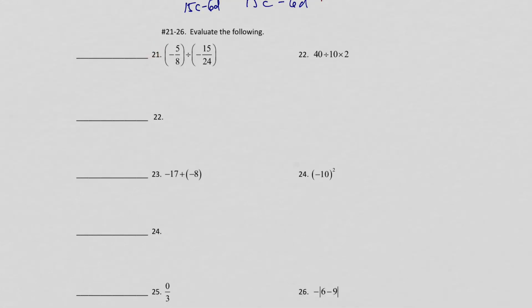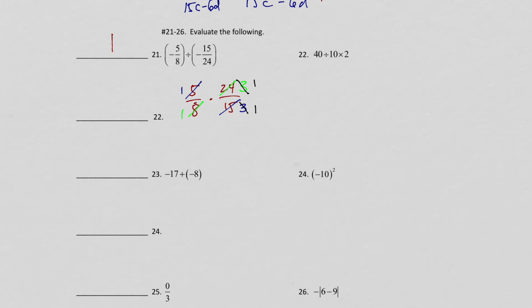The way I would do number 21 is I'd first decide the sign of the answer. A negative times a negative is a positive. Now when I do the multiplication, I'm going to forget about the signs. So this is a 5/8. I'll change it to a multiplication by flipping this upside down. And then I'm going to cancel. 5 goes into 5 once, into 15 3 times. 8 goes into 8 once, into 24 3 times. And finally, these 3's can cancel. 3 goes into 3 once and into 3 once. So I have 1 over 1, which is just 1.